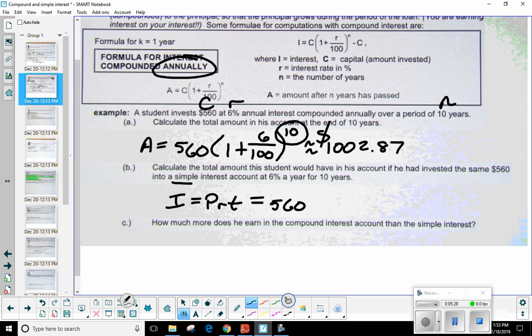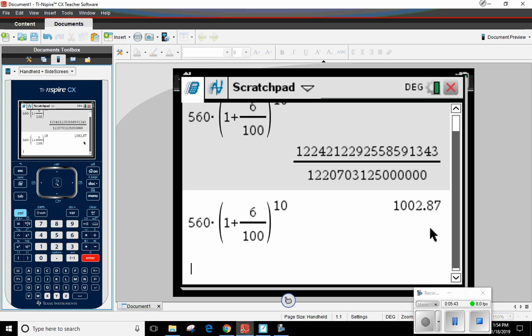Times R. Now here, do I leave it as a percent or do I change it to a decimal? Change it to a decimal, yes. So this is going to be 0.06, and then we're going to leave it for the same 10 years. Okay, so let's see here. That was 560.